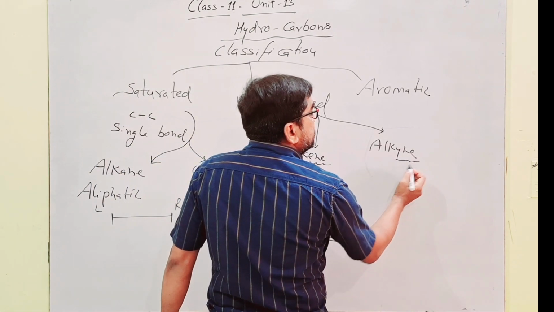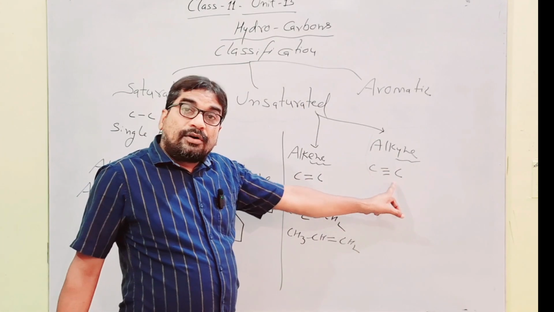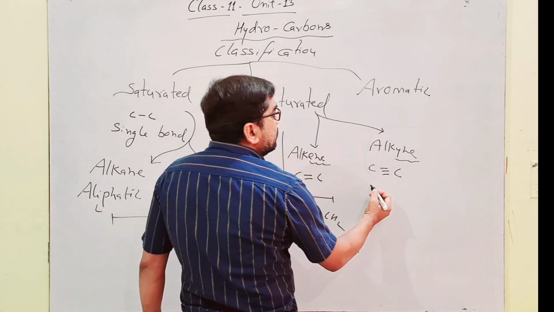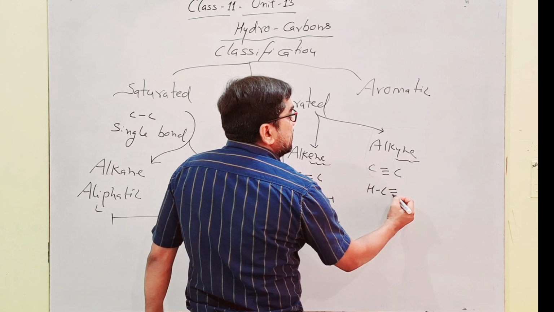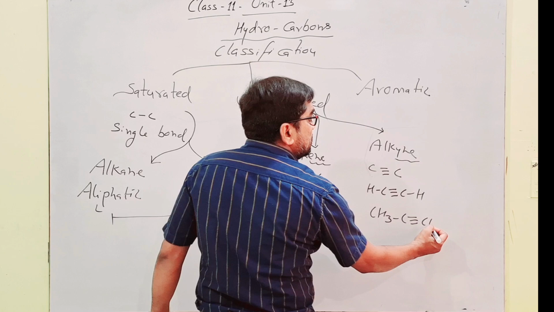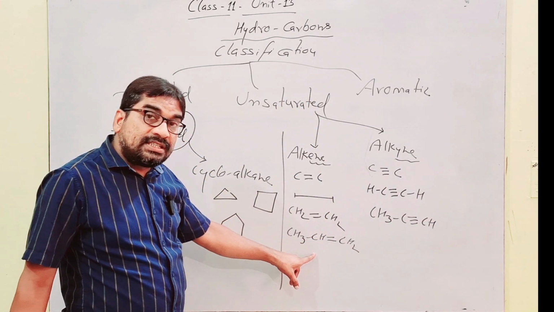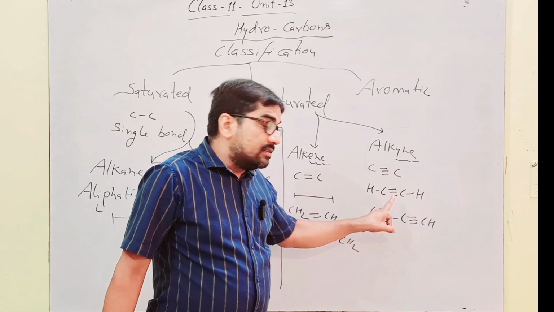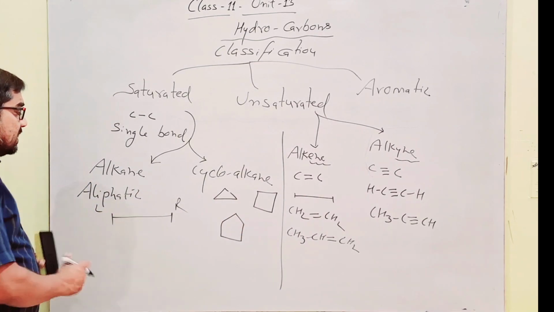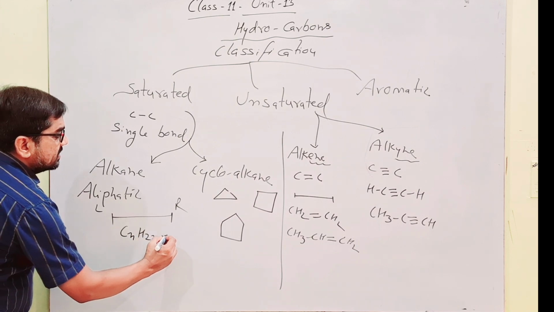Alkyne means triple bond, when there is at least one carbon triple bond present. It's a category of unsaturated hydrocarbon, like CH≡CH, like CH3C≡CH. This is ethene, alkene, propene, alkene. This is ethyne. This is propyne. This is cycloalkane. And this is alkane. Alkane has the general formula CnH2n+2.